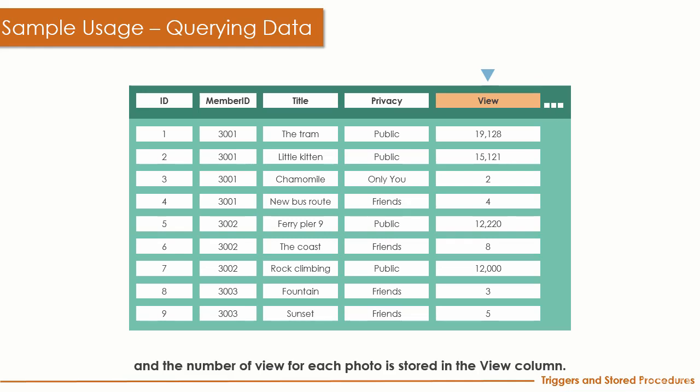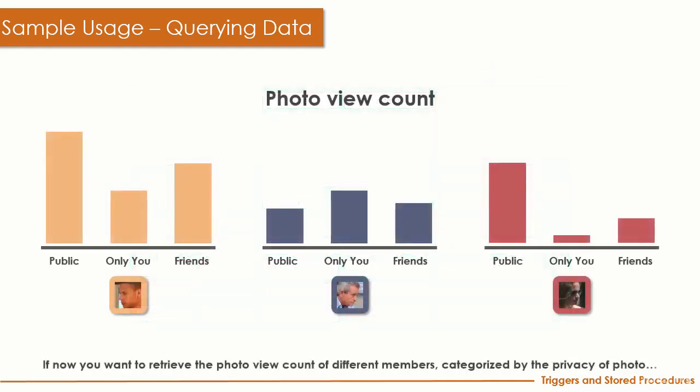Then imagine you want to produce a chart like that, showing member by member their view count of public photos, private photos, and friends photos. Then you need to do a lot of database queries. You can imagine you need to get the member, then collect their photos, and then add the counts up. You need to do it in the application. If you're doing it in the application, that's fine, but you need to make sure of the performance. Then maybe doing it in the database is a better solution.